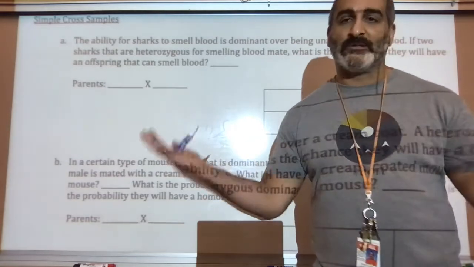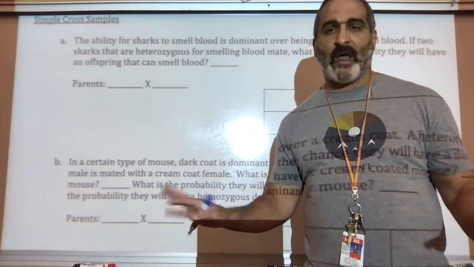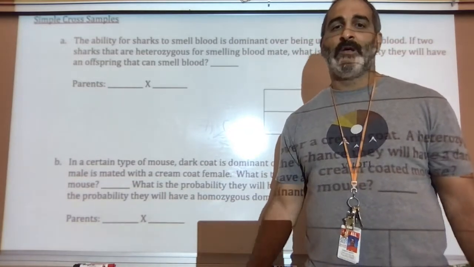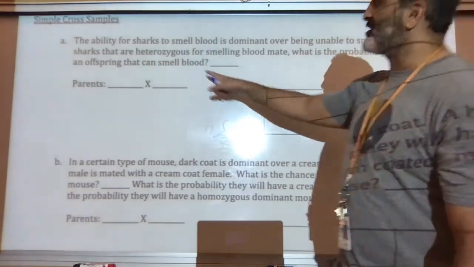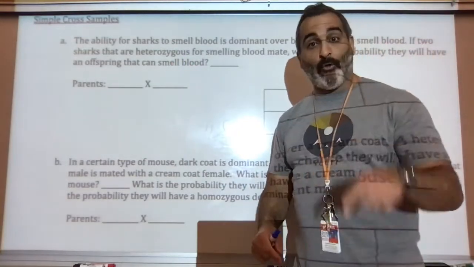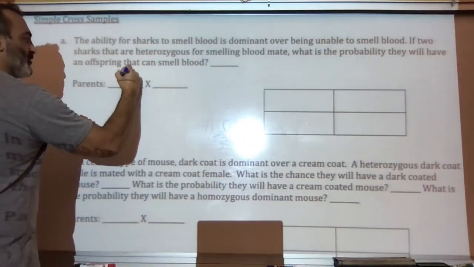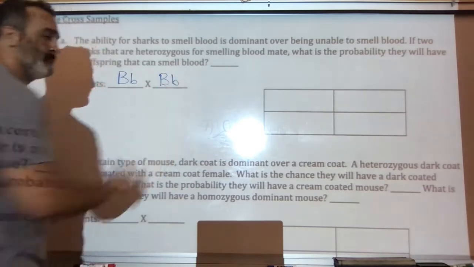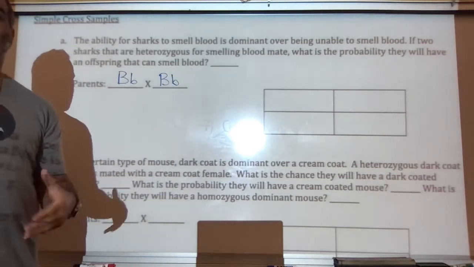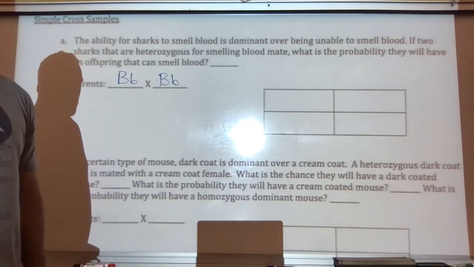Let's use a B because we just used a B in the example. A's and B's are great. C's are not very good, they look the same, okay? So let's use a B. Both sharks are heterozygous. Both parents are heterozygous, so let's give them a heterozygous genotype, mom and dad, right there.